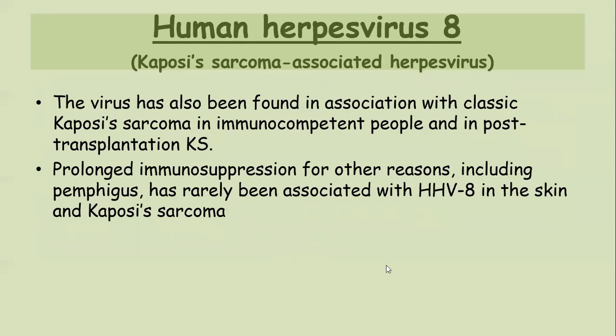rosea as well. Then the last herpes virus is human herpes virus 8, which is the Kaposi sarcoma associated herpes virus. This virus is also found in association with classical Kaposi sarcoma in immunocompetent people and in post-transplantation Kaposi sarcoma. So whatever is the cause of Kaposi sarcoma, this virus is present. Prolonged immunosuppression for other reasons, including pemphigus, is rarely associated with this virus infection and Kaposi sarcoma.